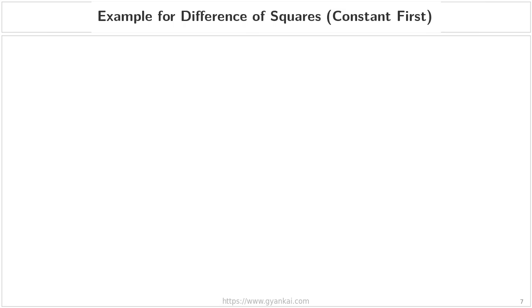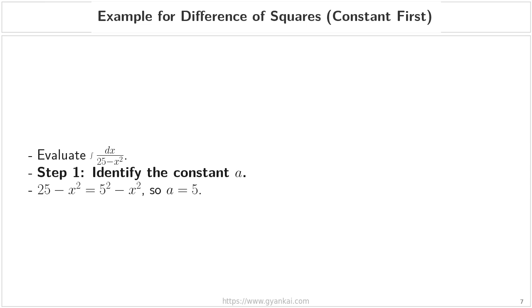Example for difference of squares, constant first. Okay, let's tackle another example. This time, we're going to evaluate the integral of 1 over 25 minus x squared, written as integral of 1 over 25 minus x squared dx. Step 1, identify the constant a.